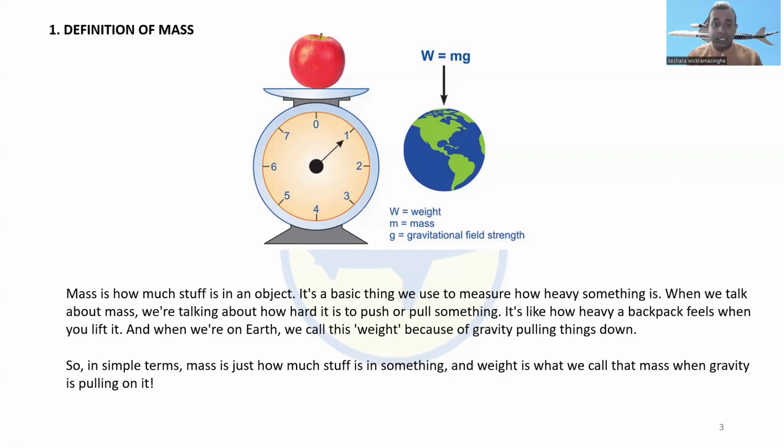When we are on Earth, we call this weight, because of gravity pulling things down. You can see this picture. So in simple terms, mass is just how much stuff is in something, and weight is what we call that mass when gravity is pulling on it.